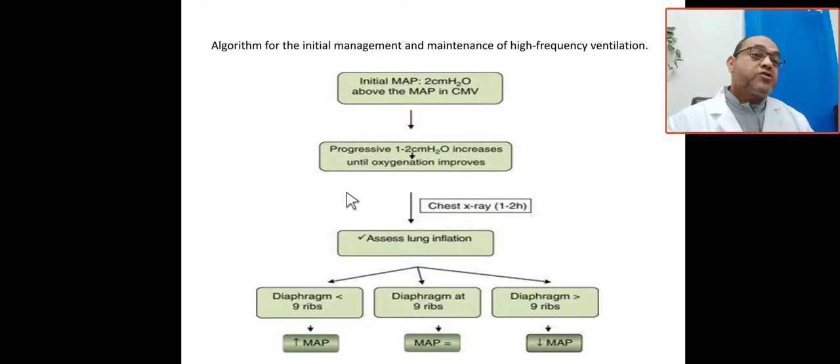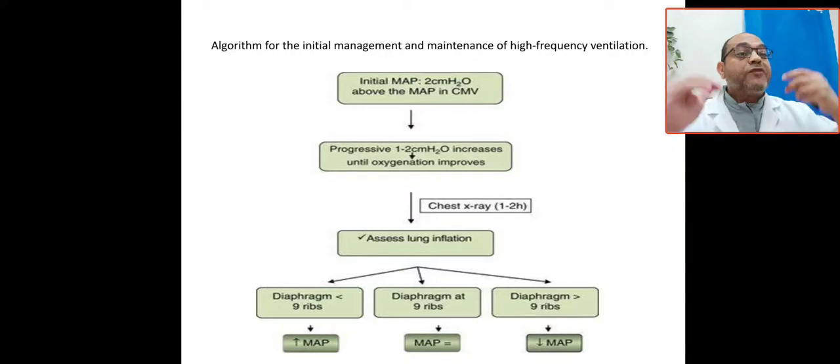What is the indication for X-ray? First, as baseline. Second, just to look for the lung volume. Third, if there is any deterioration or new pathology or pneumothorax, this is also an indication for the X-ray. X-ray as baseline, looking for the lung volume, and if there is sudden deterioration or air leak. So after 2 hours, you have to do X-ray.